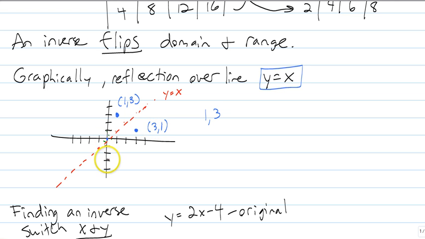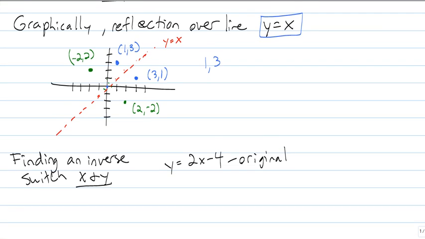Let's do one more. Negative 2, 2. The inverse of that would be 2, negative 2. So I go over to 2, negative 2. And sure enough, it looks like those green dots flipped over. It's not perfect because my scale isn't perfect, but it flipped over. So all you do to graph something is take the points from it and just switch the x and y.